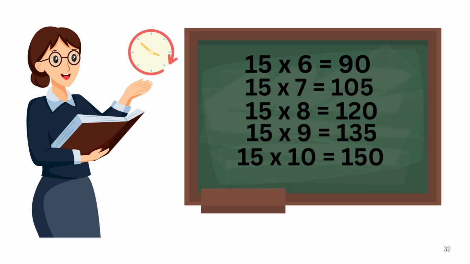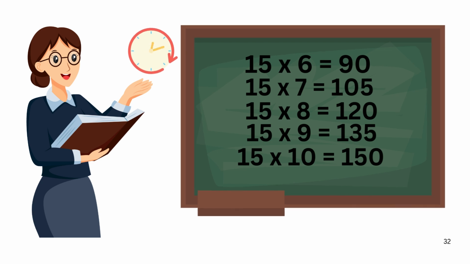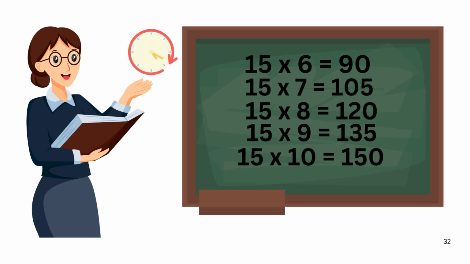15 multiplied by 6 is equal to 90. 15 multiplied by 7 is equal to 105. 15 multiplied by 8 is equal to 120. 15 multiplied by 9 is equal to 135. 15 multiplied by 10 is equal to 150.